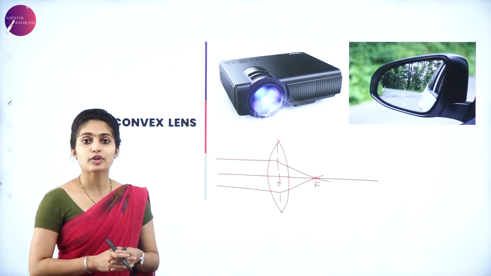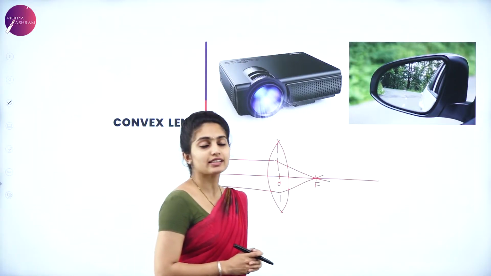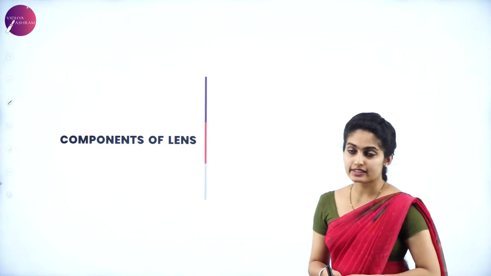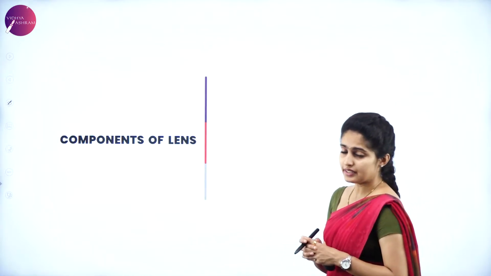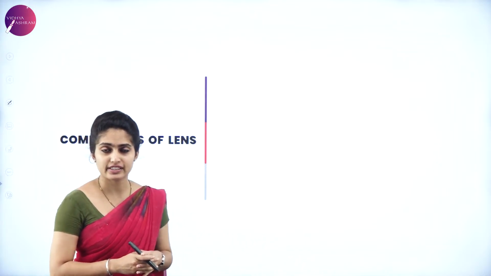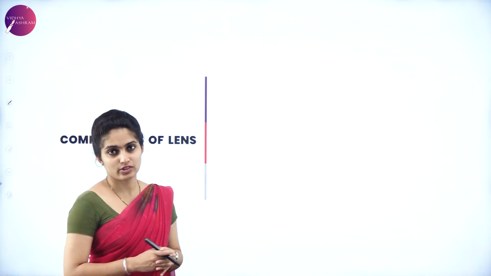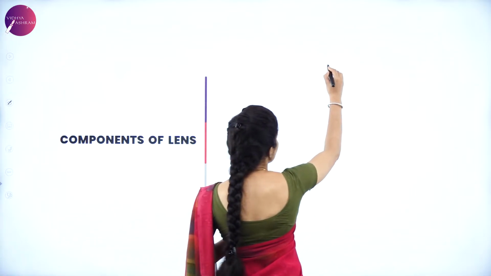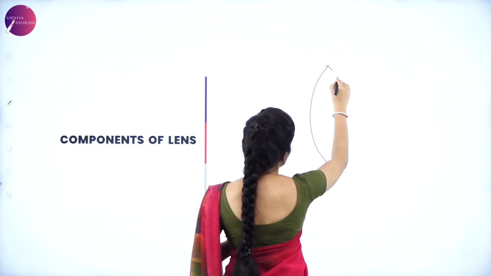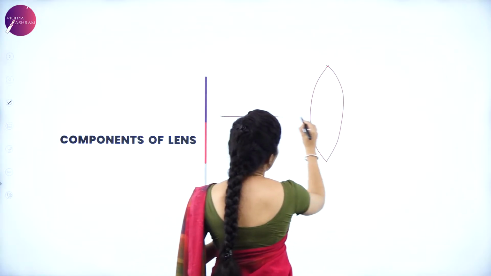Okay. So I hope you are clear with the converging lens as well as the diverging lens. Having these concepts, let us go deeper into the lens, that is, the components of the lens. Let us know some basic components of the lens. So you have got a lens, where I consider a convex lens for now.